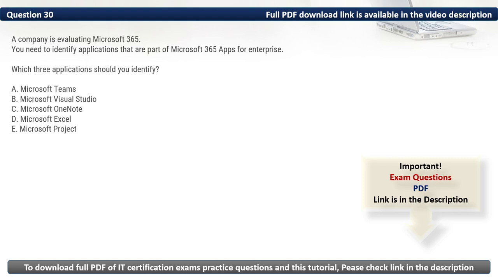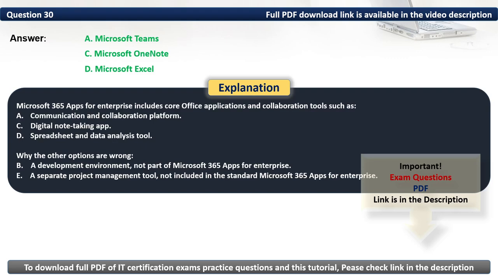Firstly, let's eliminate the incorrect options. We have B, Microsoft Visual Studio. It is a development environment, not part of Microsoft 365 apps for enterprise. Then we have E, Microsoft Project. It is a separate project management tool not included in the standard Microsoft 365 apps for enterprise. As such, the three applications that we should identify are Microsoft Teams, Microsoft OneNote, and Microsoft Excel. Thus, the correct options are A, C, and D.